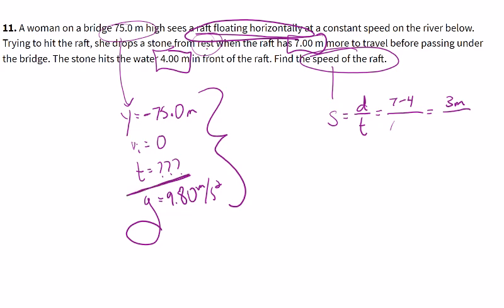Since we don't have Vf, we're back to our normal equation, y equals Vi t minus 1/2 g t squared. Since Vi is 0, that part disappears. This is actually not a bad equation to have in your repertoire, because if you know how high you drop something from, you should be able to figure out how much time it takes to hit the ground.